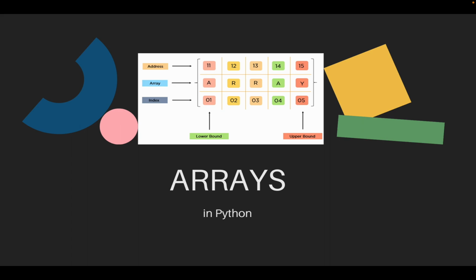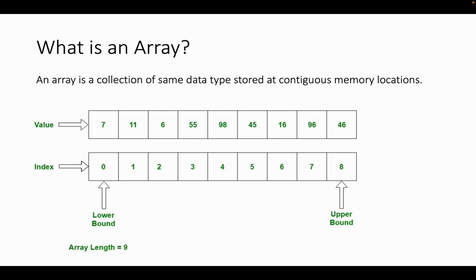So in this video we are going to be discussing arrays. So let us see what arrays are. An array is a collection of same data type stored at contiguous memory locations. So basically this data that you can see are of the same type. For example, we can see that all these values are integers, and they are stored at contiguous memory locations. That means they are stored next to one another, right?